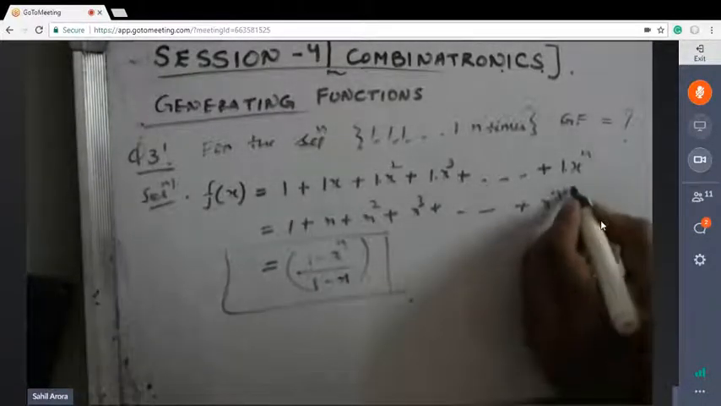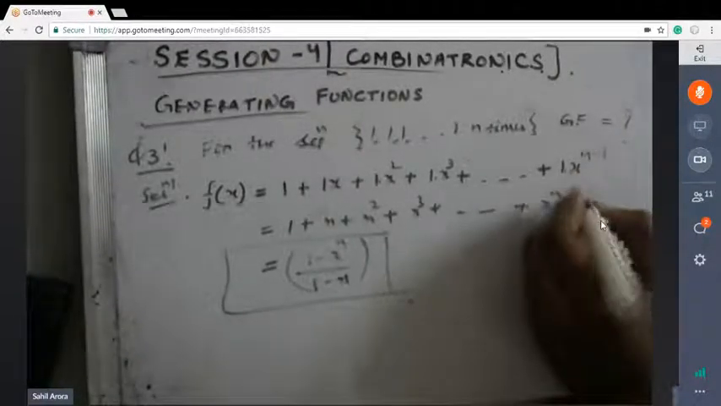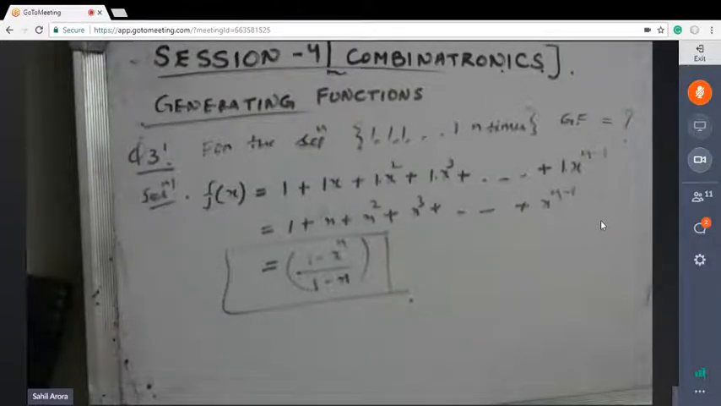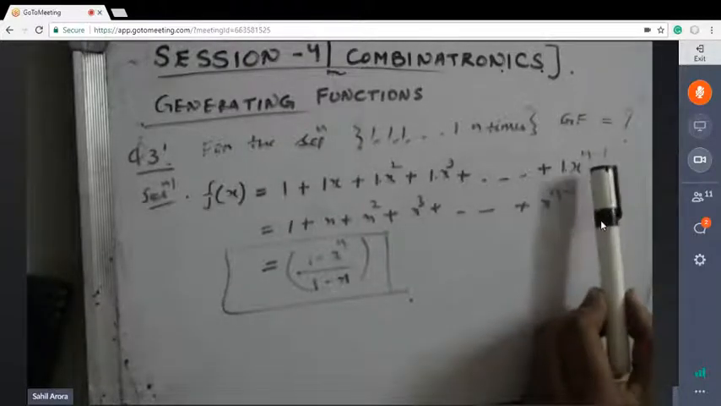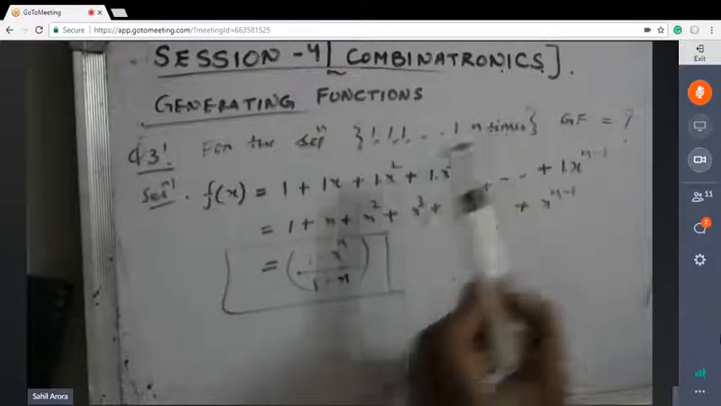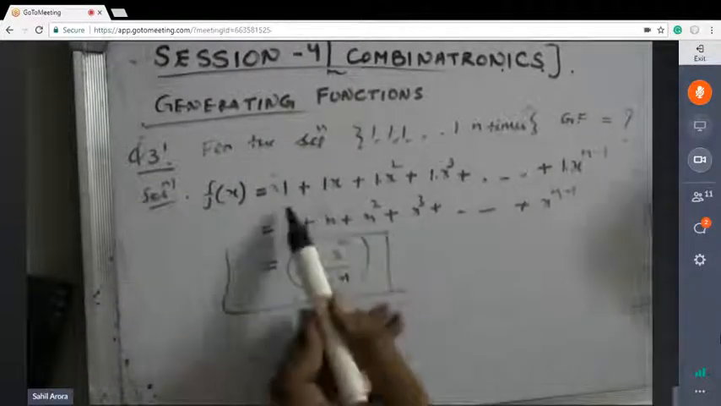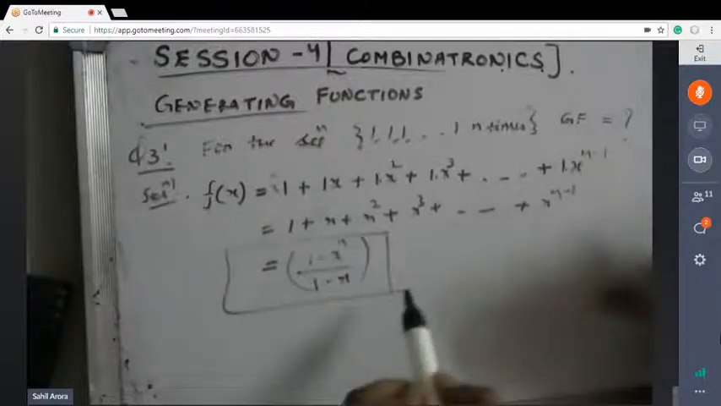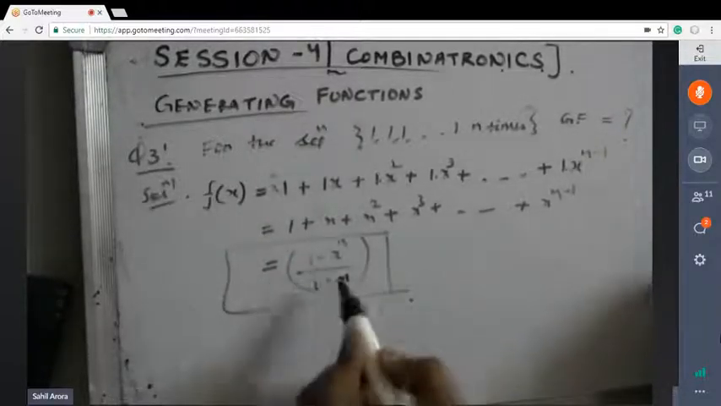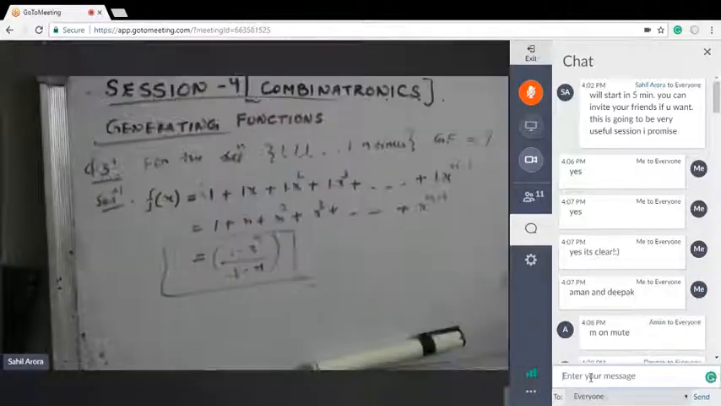So the last term will be x power n minus 1. See, the biggest mistake that anybody can do in this question is, here we can write x power n, but that is wrong. Why? Because it is saying 1, 1, 1 is going to appear n number of times, and I'm starting from x power 0. So the last term would be x power n minus 1. So after summing up, it will simply become (1 - x^n) upon (1 - x). Simple. So if it is clear, please write in the chat window.